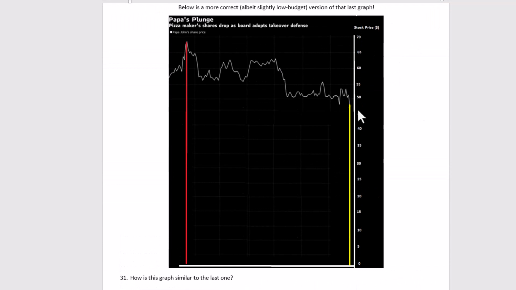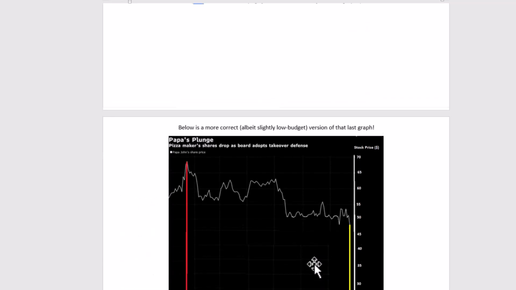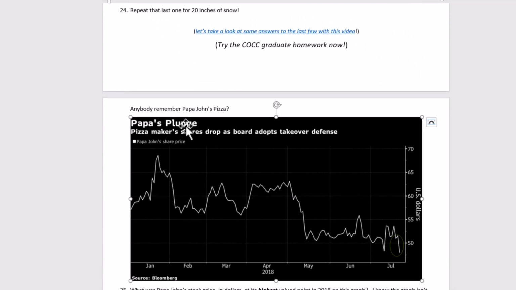Now, why didn't they publish this graph? We're getting into this now. Let's talk about why. One reason the creator of the original graph may have done that. Okay, the original graph was this one. Well, they called it Papa's Plunge. They want to make it look worse than it actually was. This looks like a humongous drop. It's a drop of 90% visually, even though it's only a drop of about 30% mathematically.